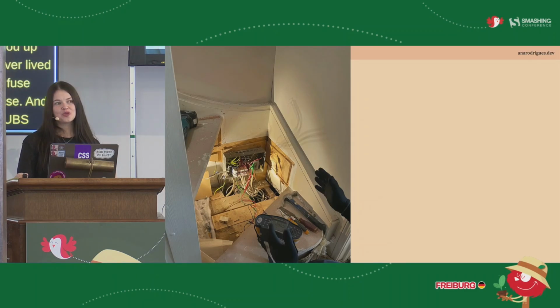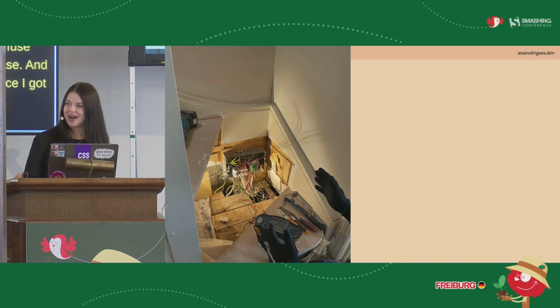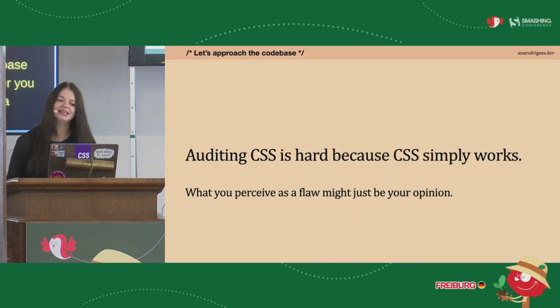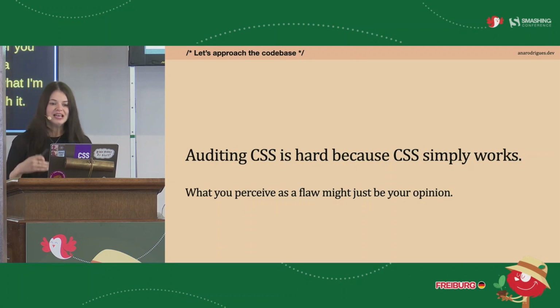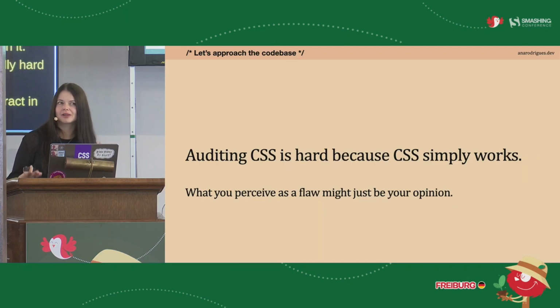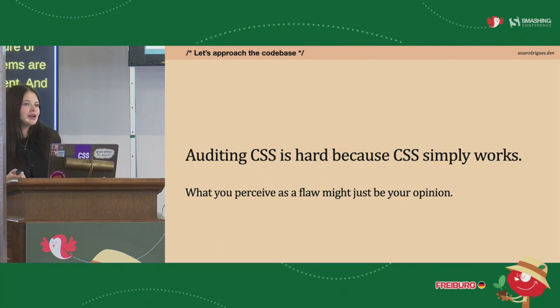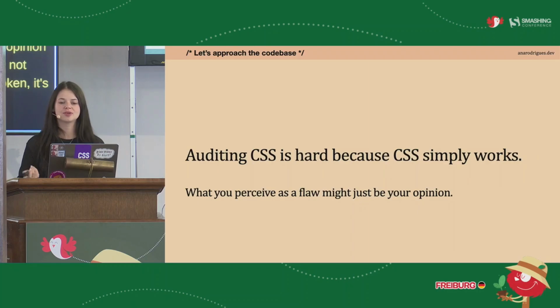When I inherit a code base built by someone else, after you get the keys, I go through a general high-level audit to see what I'm dealing with. Auditing CSS is really hard because it just works. Styles cascade and interact in complex ways that aren't immediately obvious, and the visual nature of CSS means that problems are very likely context-dependent. What you perceive as a flaw might just be your opinion, because remember, you're not fixing something that is broken, it's working already, and that makes issues difficult to spot.